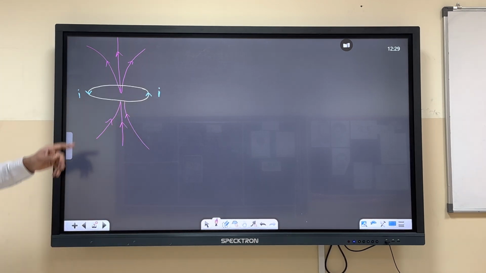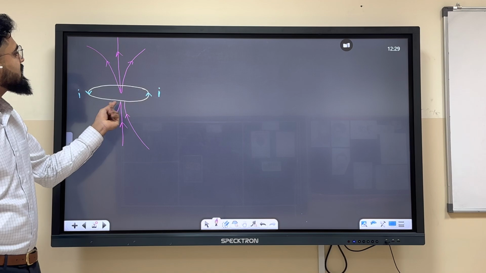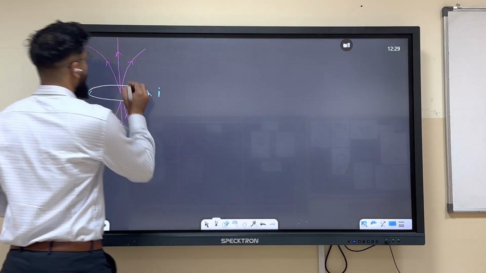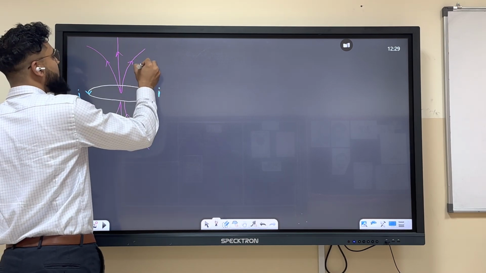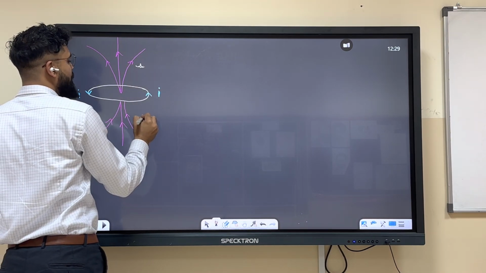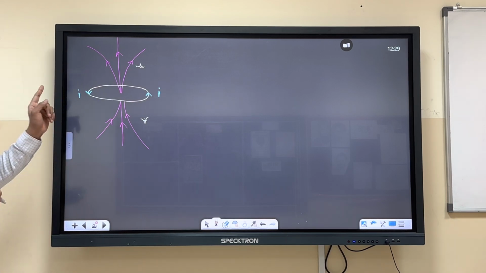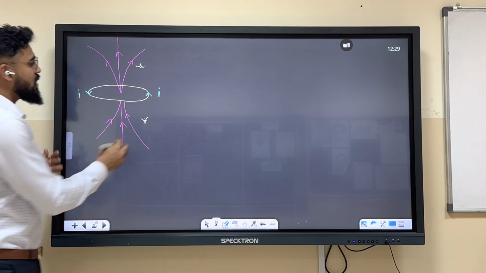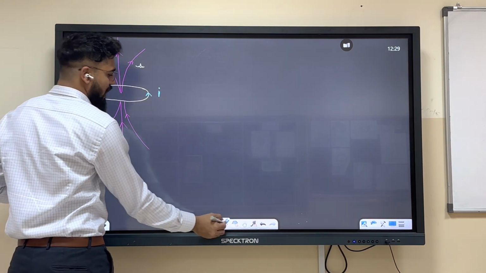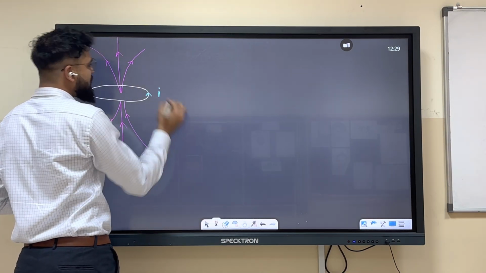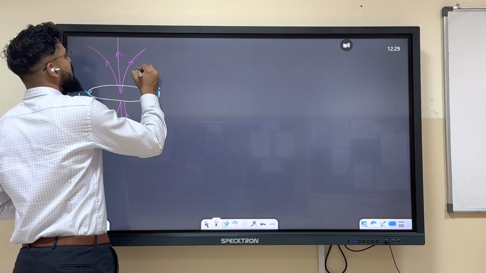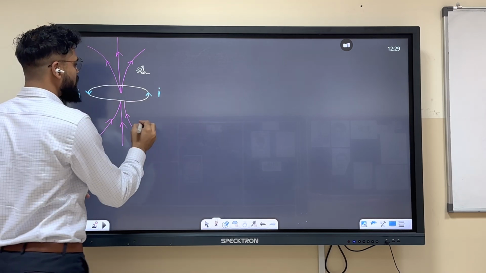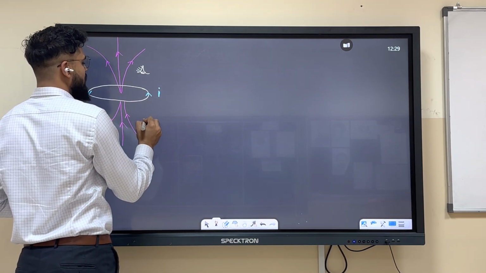If the magnetic field lines are emerging from this face, we can say the upper face is a north pole if we are looking from above, and if we are looking from below, it will be a south pole. Something we have already studied in grade 10: clockwise was south, anti-clockwise was north pole. Can you recall it?